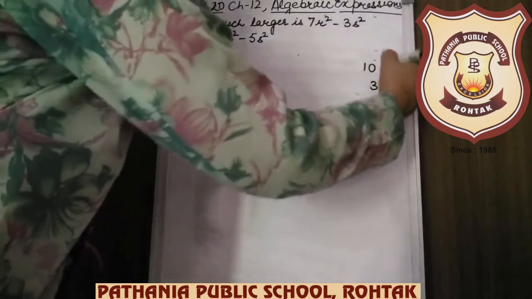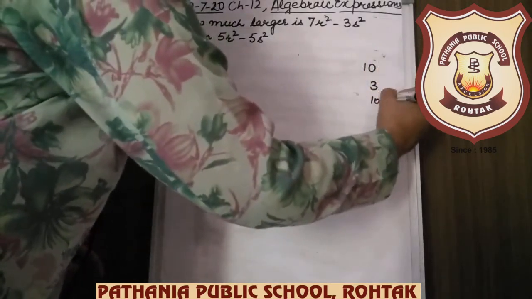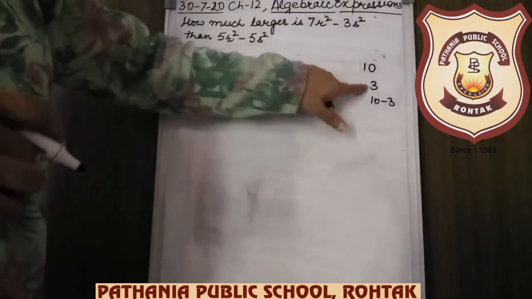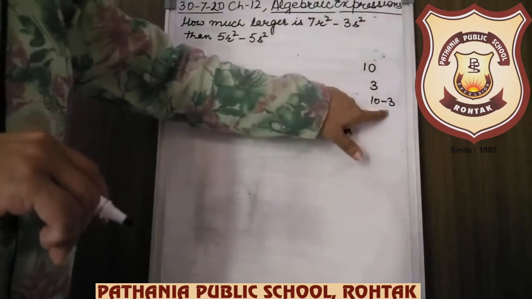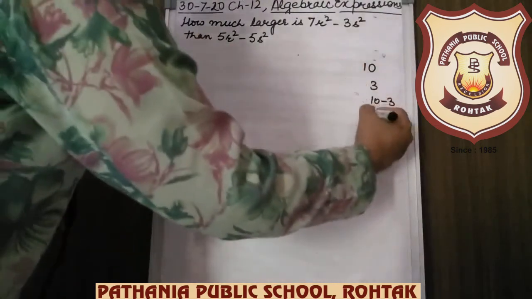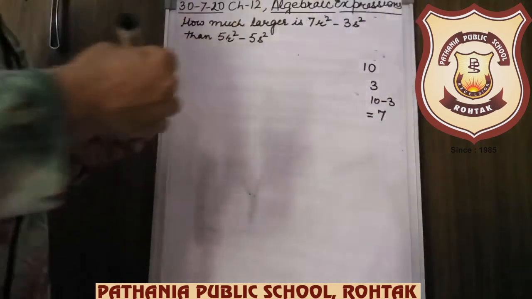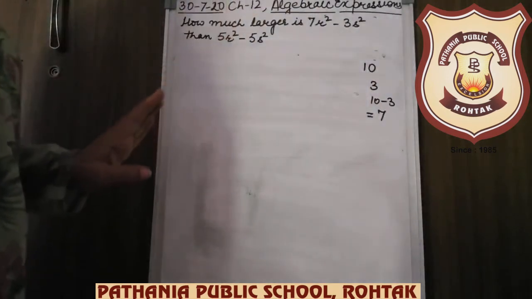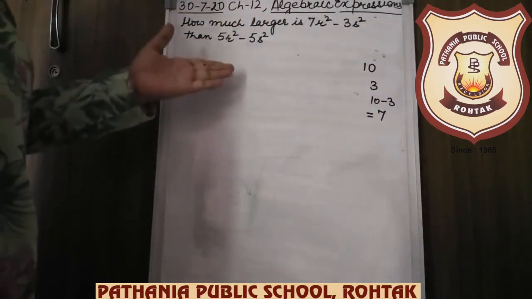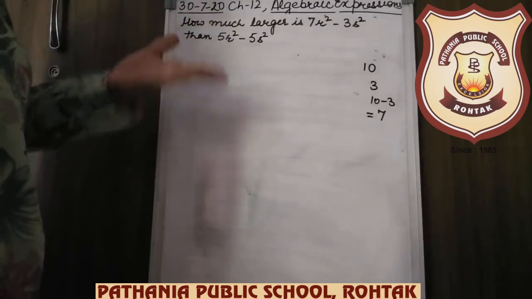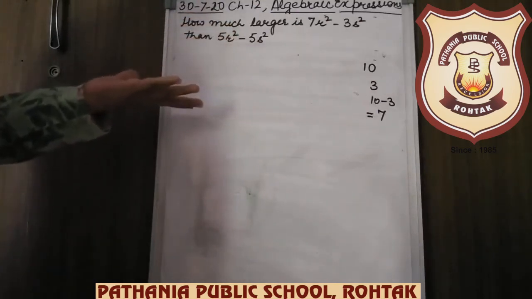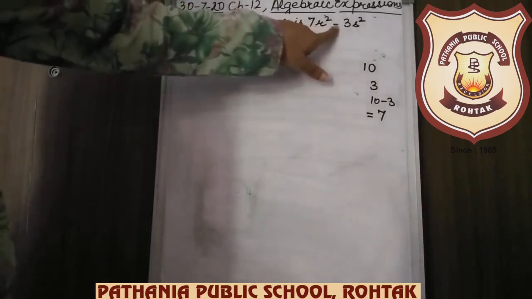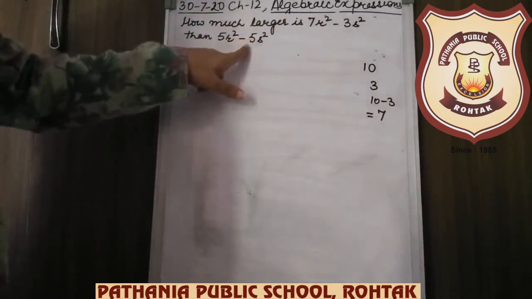Means I will subtract 3 from 10 and get my answer. That is, 10 is 7 bigger than 3. How much is 10 bigger than 3? 7. 10 is 7 more than 3. Okay. So now in the same manner, this is my 10 and this is my 3.